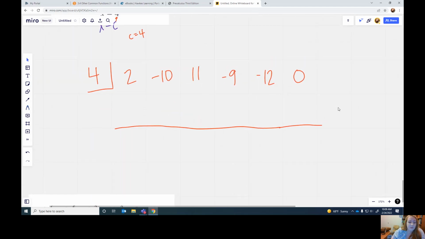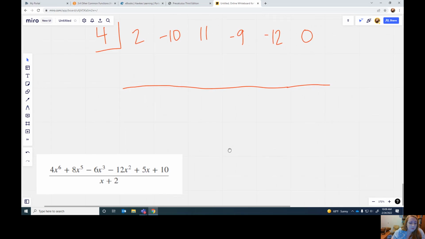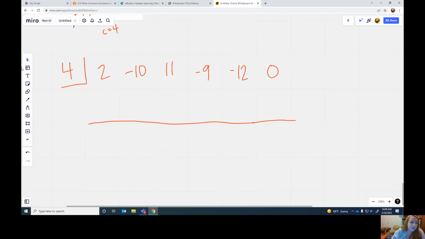Okay, so now, oh, no, we have one more down here, but we just did that one, so we don't have to do it again. All right, so let's look at our synthetic division problem here. We always drop down that first term, that first coefficient. That's a 2. Start multiplying. 4 times 2 is 8. Negative 10 plus 8 is negative 2. Multiply again. 4 times negative 2 is negative 8. Perform the operation. 11 minus 8 is 3.